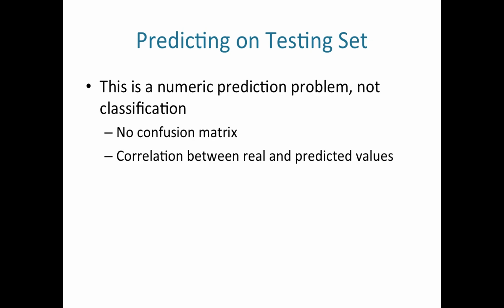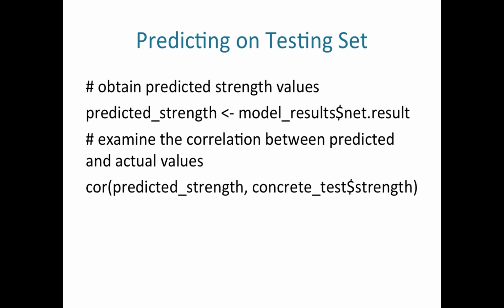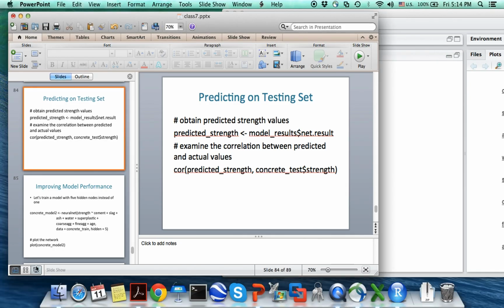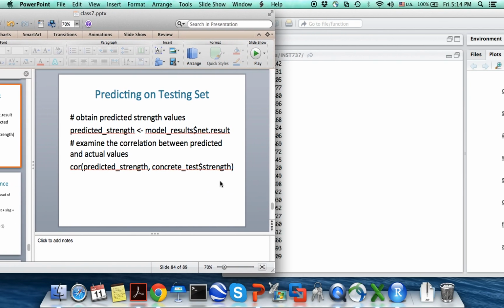And what we're going to do in this case, because we are predicting a strength, which is a numeric value, it's not a category, right? So we are not going to use a confusion matrix, we're going to use the correlation between the predicted values and the actual values. So net result contains the predicted values. So we're going to take those values and compute the correlation between those and the actual strength in the testing data. Okay? So let's do that.